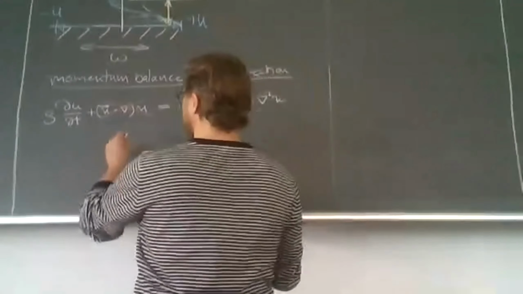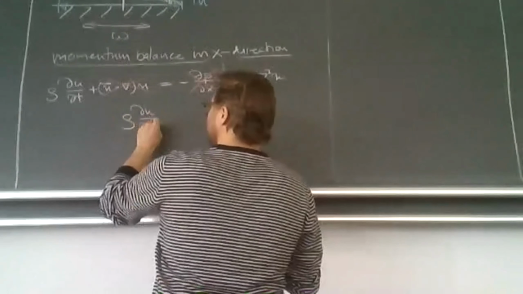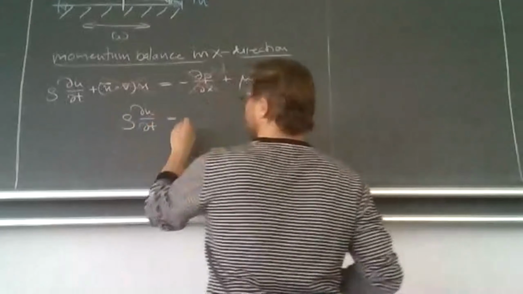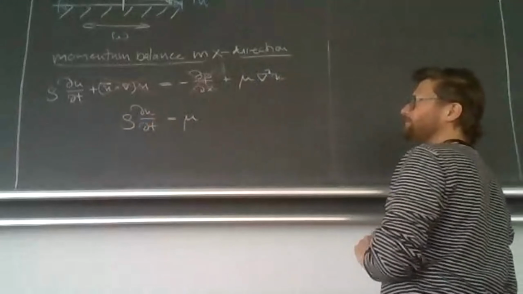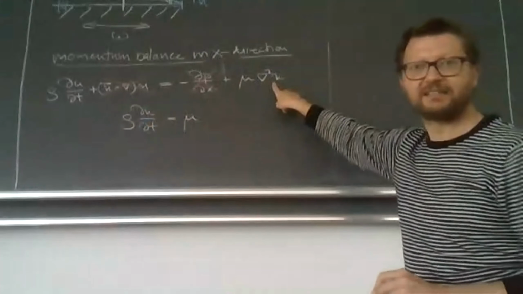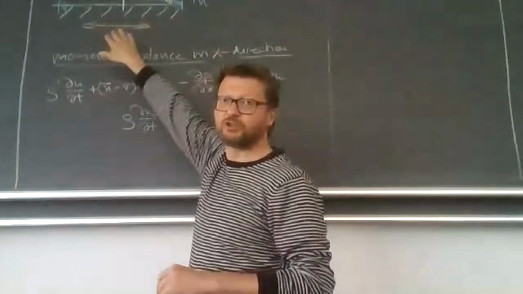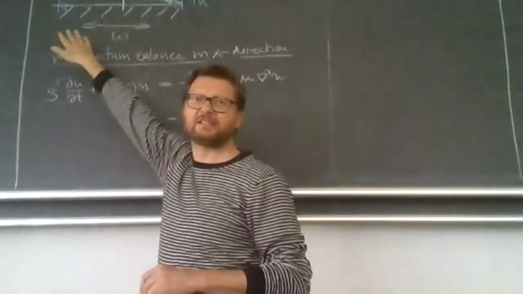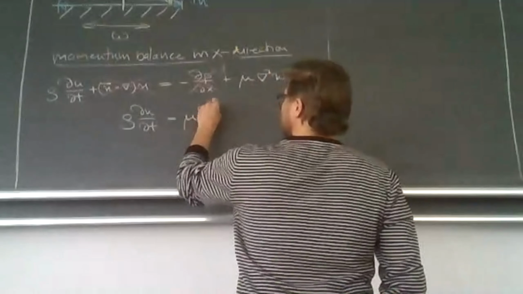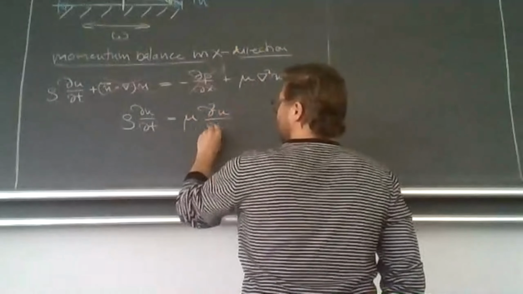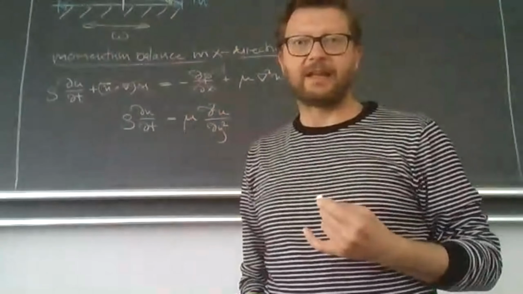Let me write it down again. What remains is rho du dt equals mu, and from the Laplacian, there's also a second derivative in x direction, and that will also drop out because we have no change in x direction. Everything is the same in x direction, it's invariant in x, so we just have the second derivative in y direction. This is the only thing that remains from this equation.